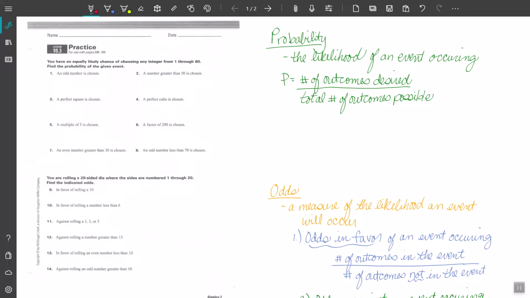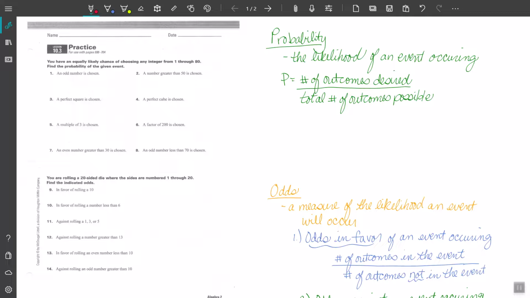All right, well, the subject of lesson 10.3 is probability and odds. Probability is the likelihood of an event occurring, and when we are asked to find probability, which is what we're asked to do in 1 through 8 on the worksheet, we want to use the formula: the number of outcomes desired divided by the total number of outcomes that are possible.